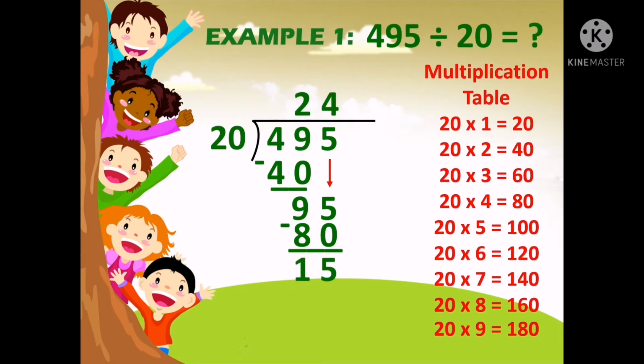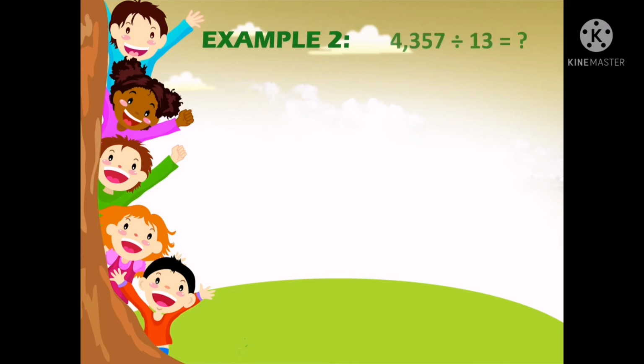We don't have any more digits in the dividend, so that means 15 here is our remaining number. That means in our final answer, we write 24 remainder 15. So all in all, 495 divided by 20 is equal to 24 remainder 15. And 24 remainder 15 is what we call the quotient. Okay? Example number 2.